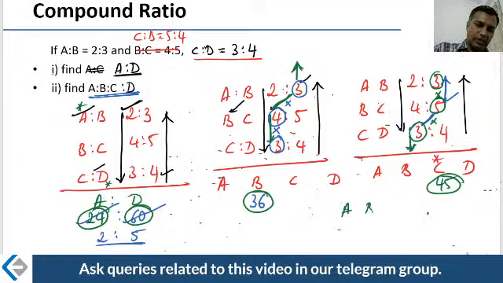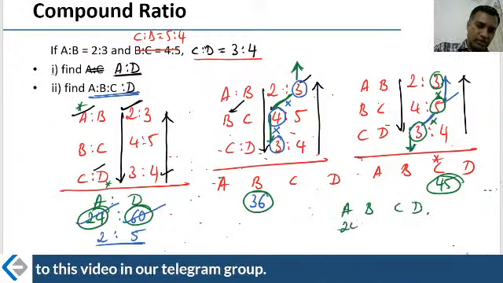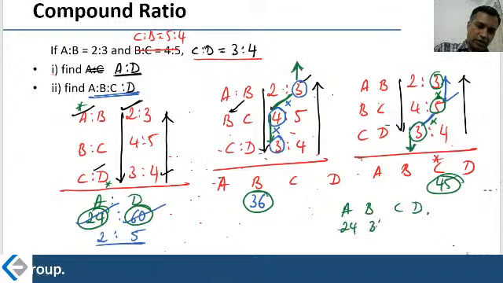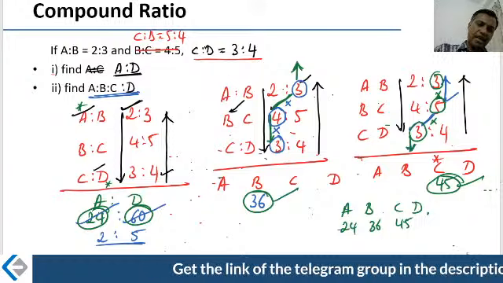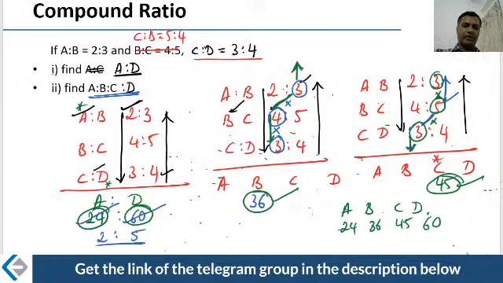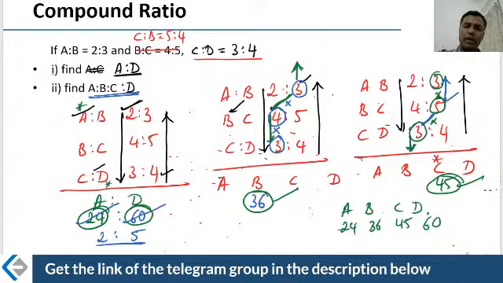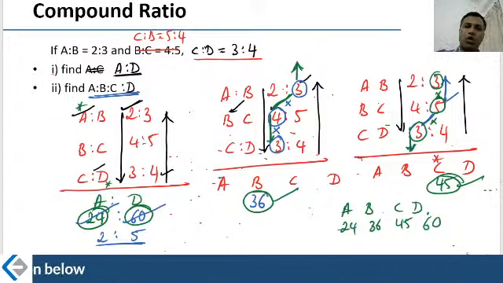Therefore, what are A, B, C, D? This is 24. Now the B value is 36. Put the corresponding values: the C value is 45 and the D value is 60. We can simplify them once we have all these numbers. All these numbers are multiples of 3, therefore you can divide throughout by 3, which becomes the simplified form of this result.